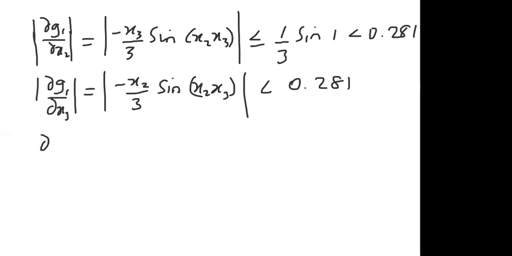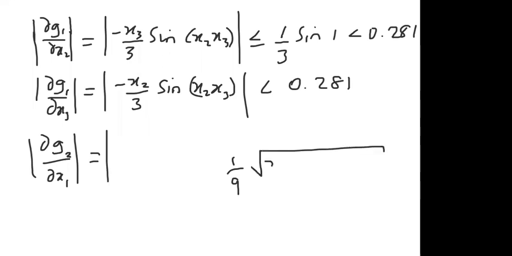We need to move on to partial derivatives of G2. So we'll do this with respect to X1, X2, and X3. So the absolute value of this will now be equal to what? Remember, G2 is given by 1 over 9, then square root over X1 squared plus sine X3 plus 1.06, then minus 0.1. So you just have to differentiate this.